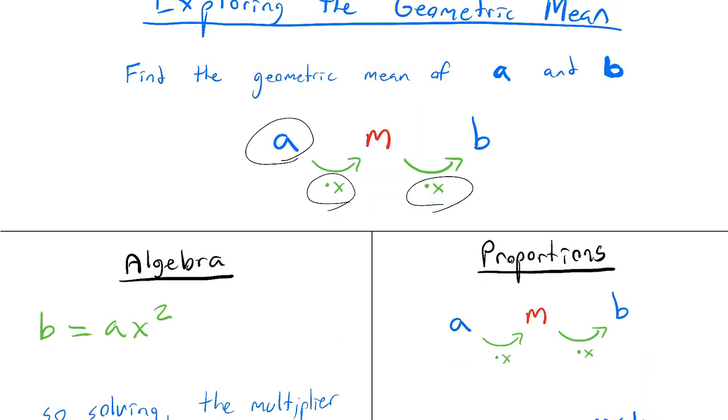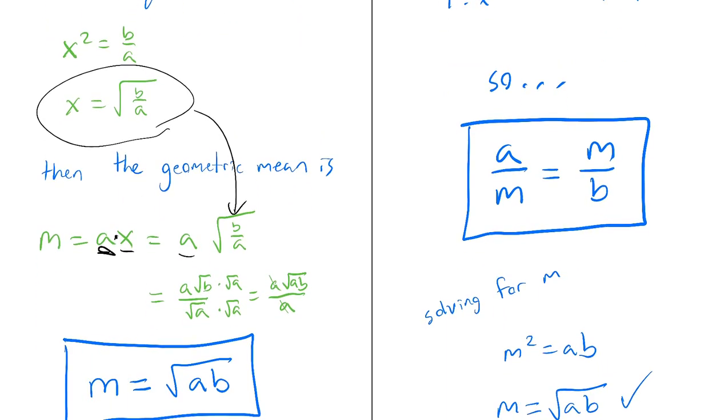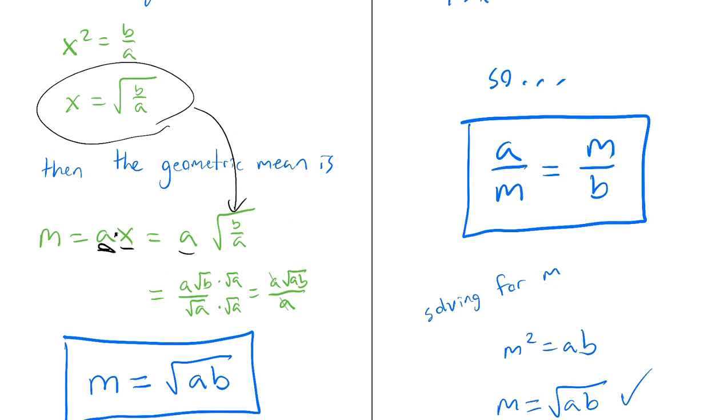We were looking for what the geometric mean, the big red M, was. Well, the geometric mean is just the starting value times X once, right? And so we just go, that's A times the square root of B over A, which is what we just got for X. Then we do some simplification, and that means that M is equal to the square root of A times B, right?